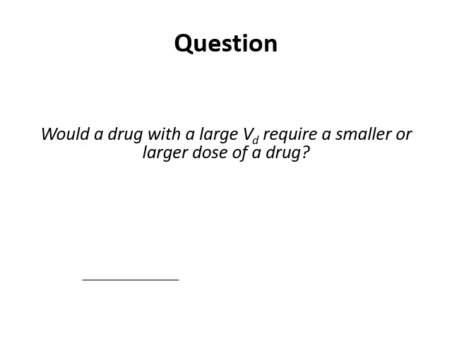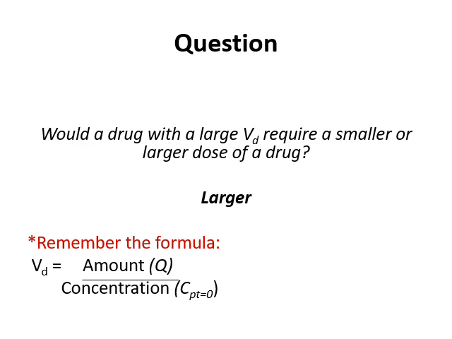So we've talked about this, hammered this home to you. Would a drug with a large volume of distribution require a smaller or a larger dose of the drug? It's going to require a larger dose of the drug, right? And this is your formula. Volume of distribution is amount over concentration, with your time constant. So to simplify that, volume of distribution helps us to predict whether a drug will accumulate largely in the plasma or in the tissue. Where is the drug going?